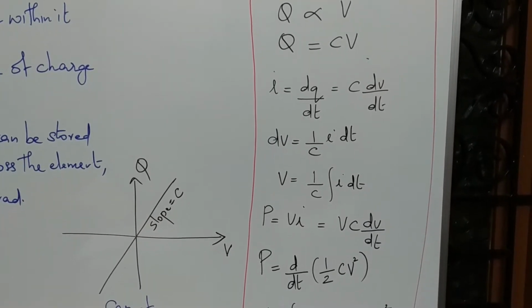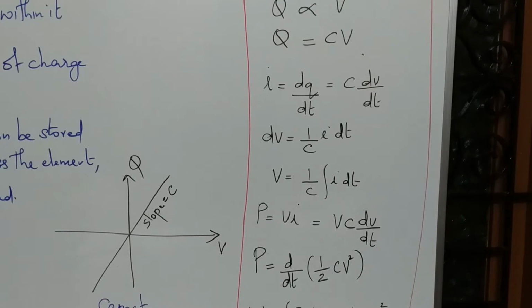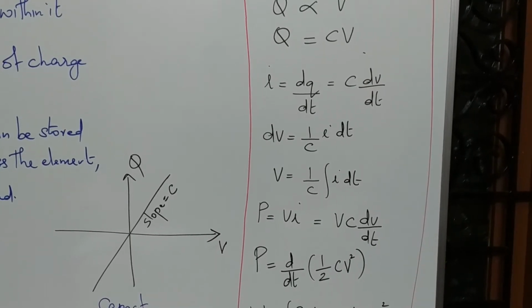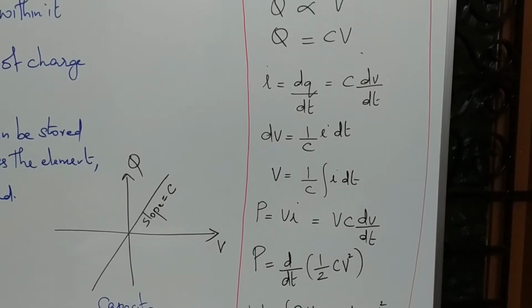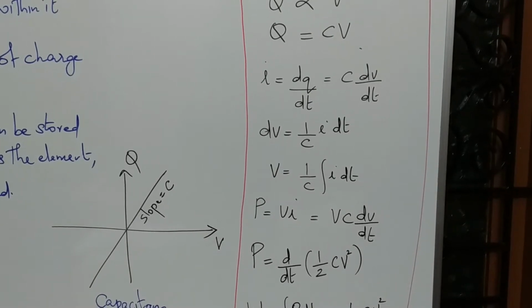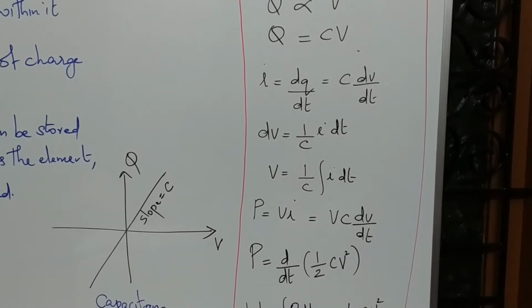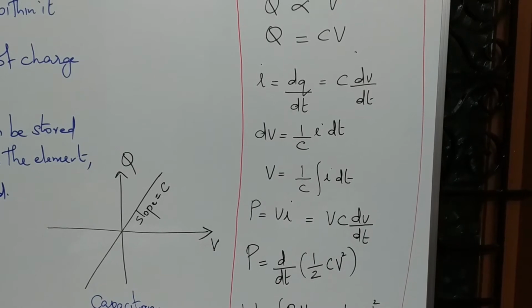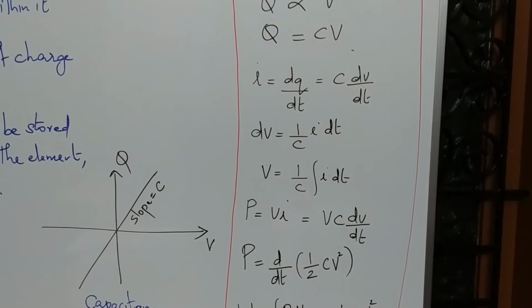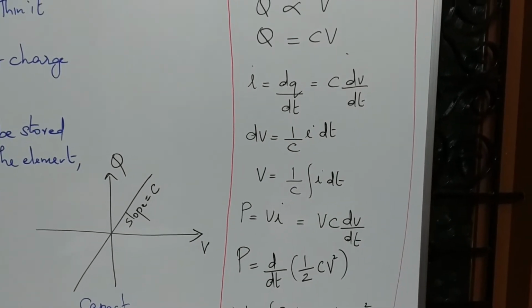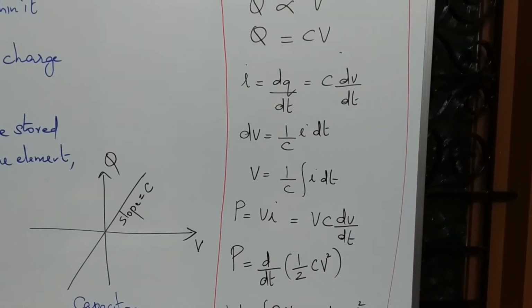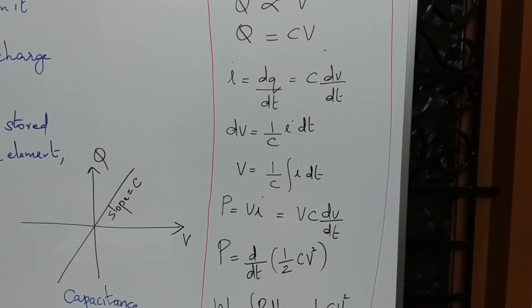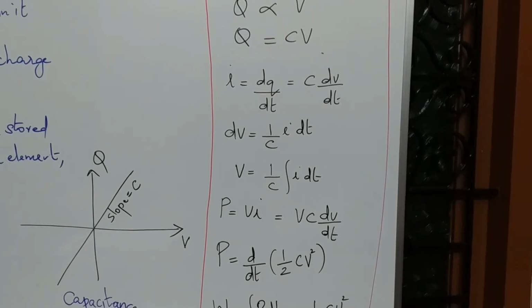Now we have learnt in the first class that current is the rate of change of charge with time, or I equal to dq by dt. Now Q here is C into V. C is a constant. So we can write I equal to C into dV by dt. So current flowing through a capacitor is C into dV by dt.